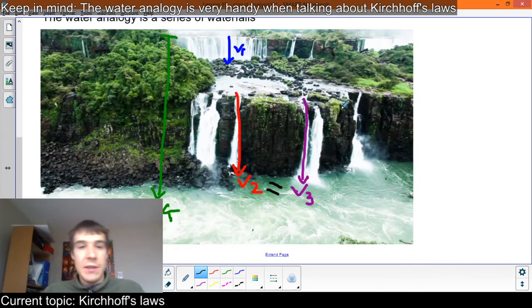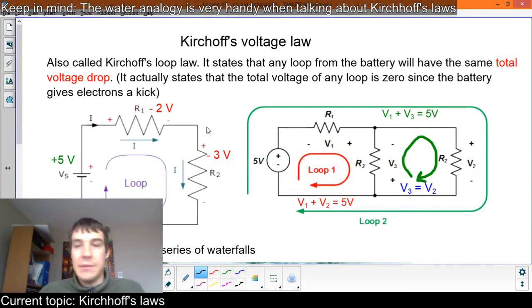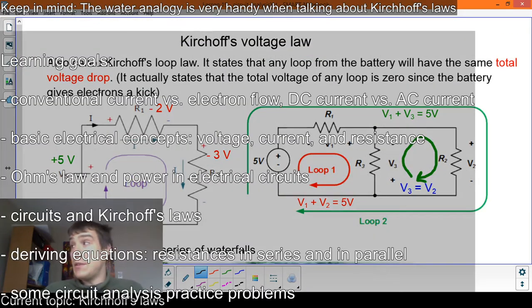So that's the end of Kirchoff's laws. I'm going to pause and we're going to get into some analysis with this. Next up, we're going to use this law to derive the equations for resistances in series and parallel. So I'm going to pause.